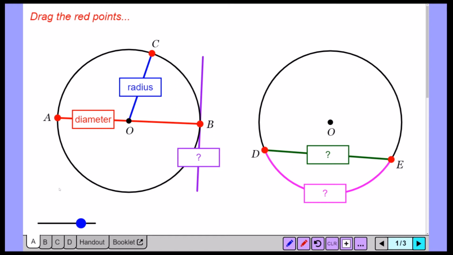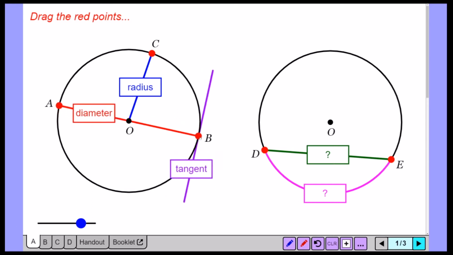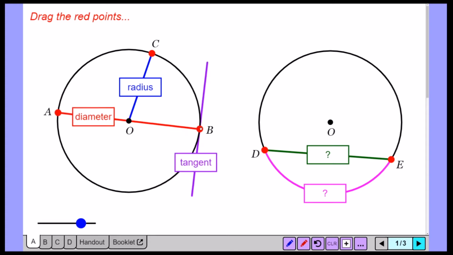The purple line represents the tangent to our circle. Specifically, this is the tangent to our circle at point B. A tangent is a line which touches the circle at exactly one point. So here's some variations of a tangent.